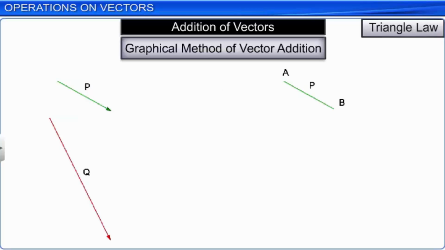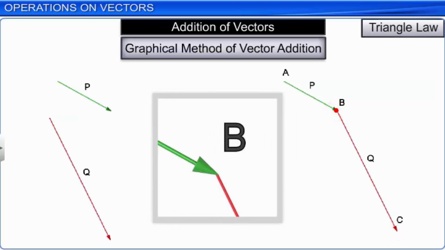Then draw a line BC parallel to Q and equal in length to Q. Display an arrowhead at C. B is the tail of Q and C is the head of Q. Note that the tail of the second vector always coincides with the head of the first vector. Now, join AC. Display an arrowhead at C on line AC. AC is vector R, obtained by adding P and Q.